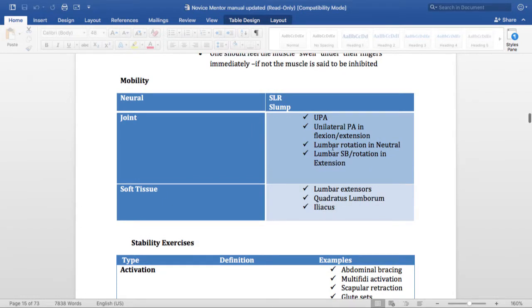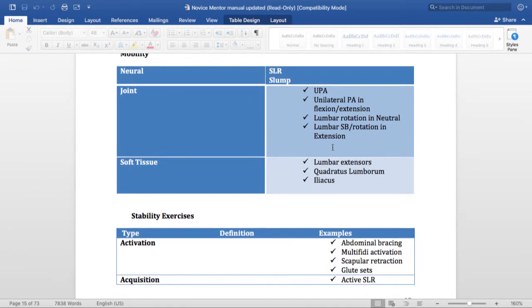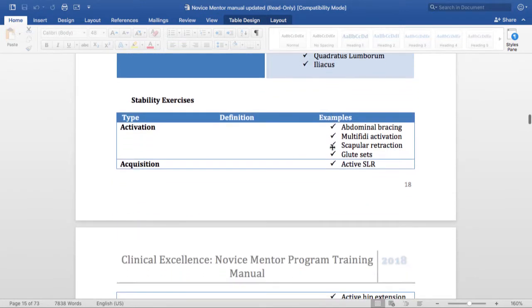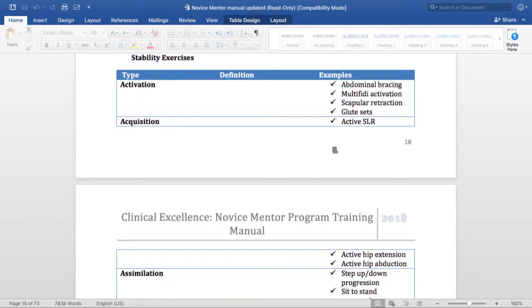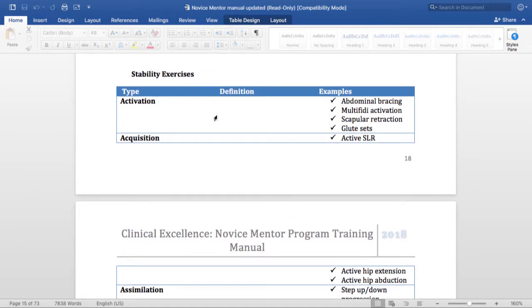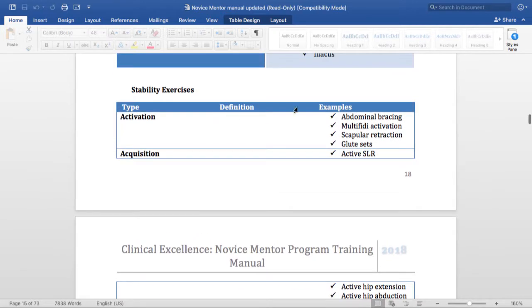So mobility first. You could talk about just any joint techniques that you wanted to. Here are examples you could use to get flexion, some soft tissue techniques. Then we start talking about where we start with a stability program. The key I want you to get out of this part is that some of the recent studies talked about the use of the words activation, acquisition, and assimilation. So activation is finding that muscle, isometrics.